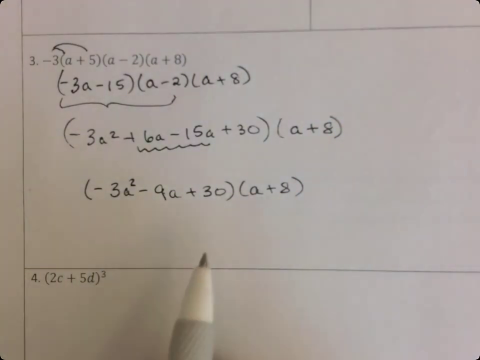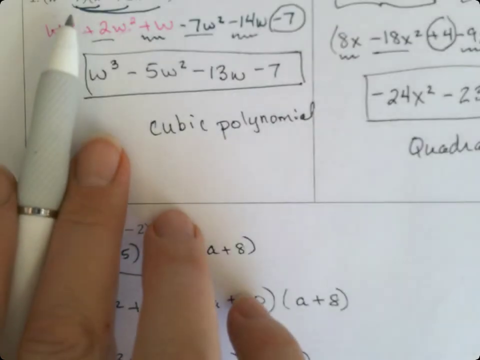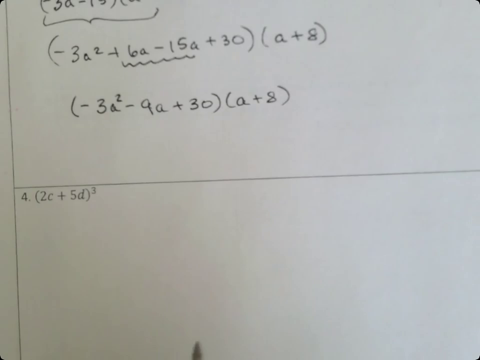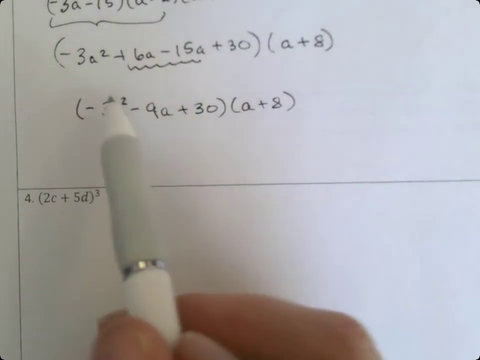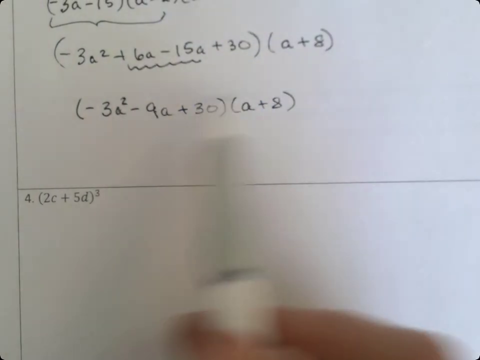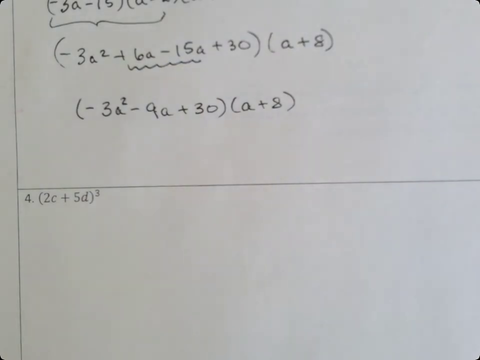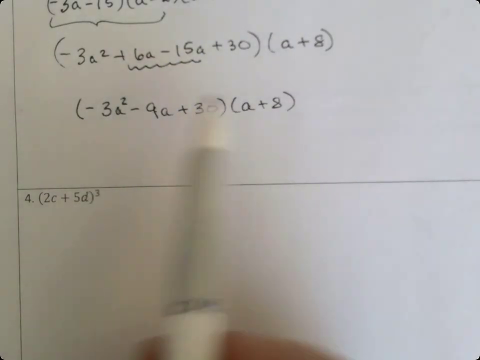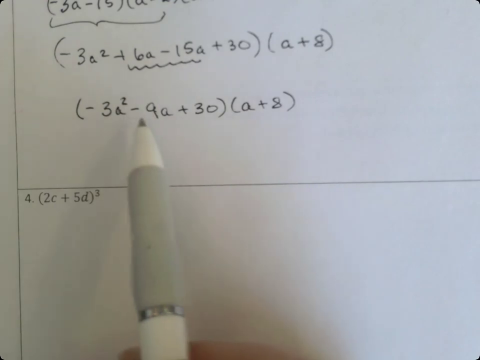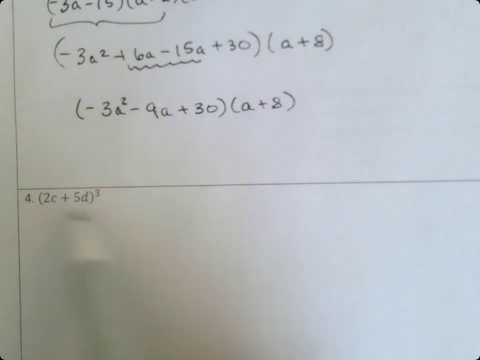Okay, so this problem is essentially the same as number 1. I have a binomial times a trinomial. So you could do what you want with this. I prefer to take the a times all 3 things and then the 8 because it makes my brain work a little better. You could distribute, everything needs to multiply. If I have 3 times 2, I should have 6 items when I'm done.